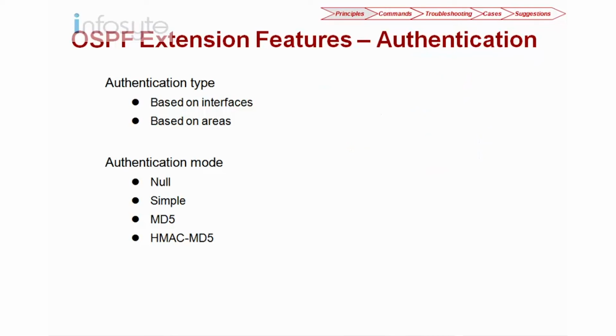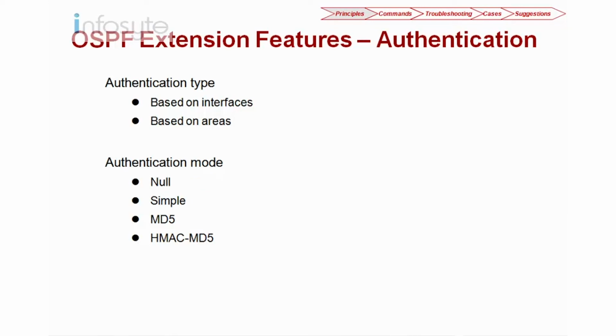They have 2 different types and 4 different modes. The 2 types are interface authentication or area authentication. Then there are the different modes: null, simple, MD5, and HMAC MD5. These are the 4 different modes of authentication.